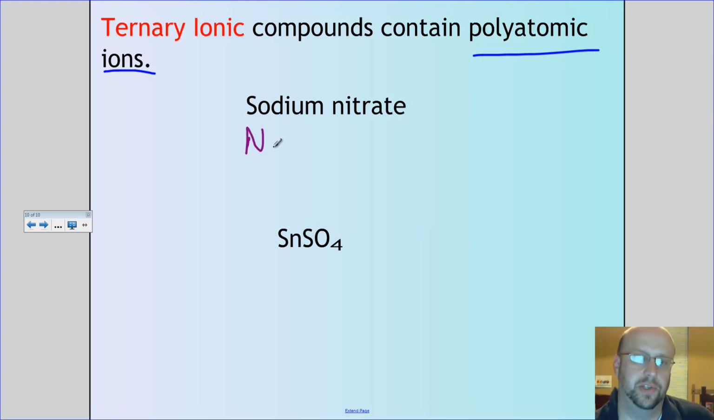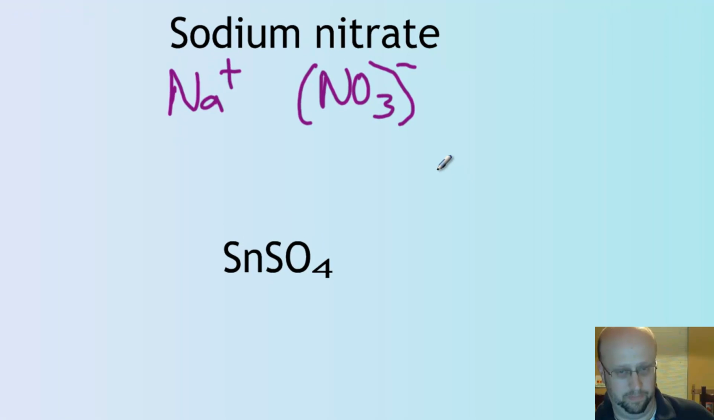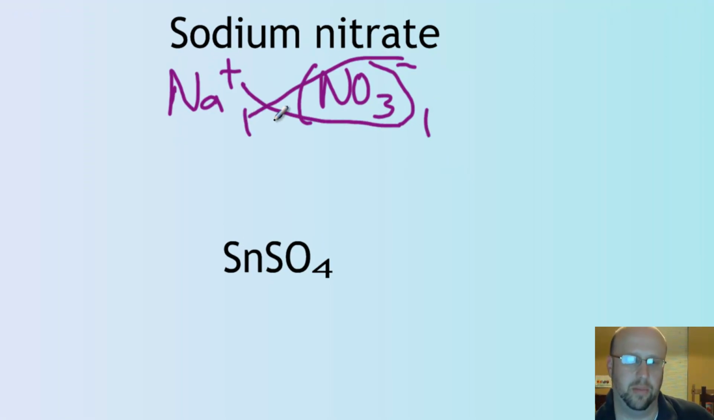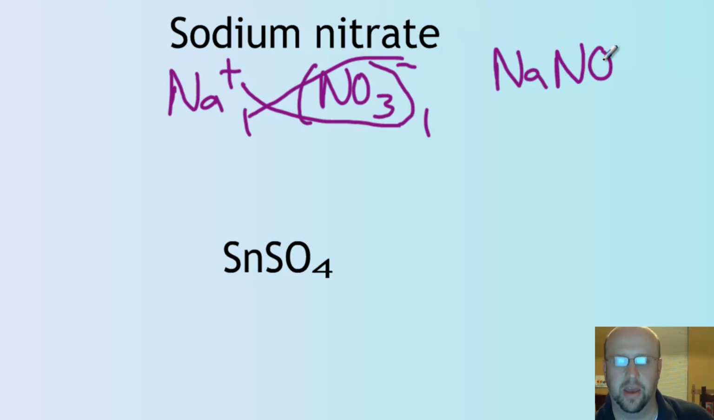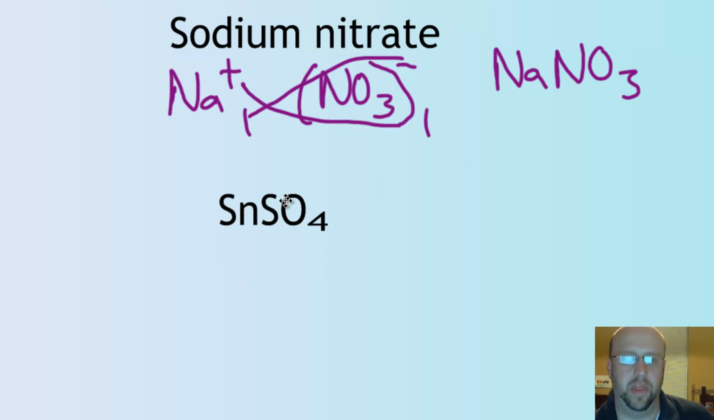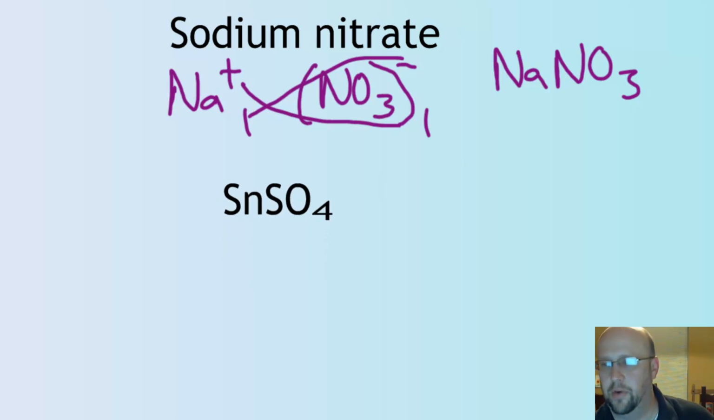So sodium is Na+, nitrate is NO3 with a minus. Now here's the one important thing. When you're working with polyatomics and you've got to crisscross them, put the polyatomic in parentheses. Okay, so that brings a 1 down here, brings a 1 down here. Now we can drop the 1s. We don't usually write 1s when we write formulas, so that becomes NaNO3.